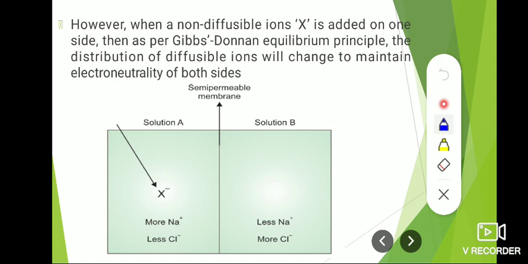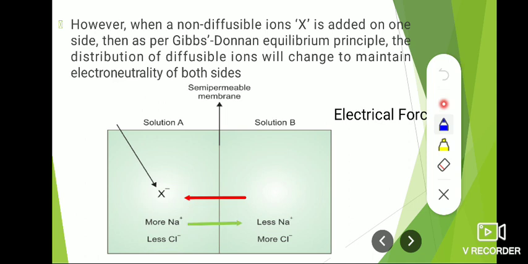Because of the addition of this, an electrical difference will be there now. More negative charges here, so there will be a net movement of electrical charges from this direction. It is called the electrical force or electrical gradient created because of this. Now because of this, what will happen? The chemical concentration will change.